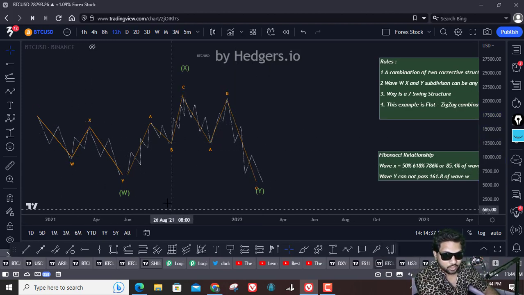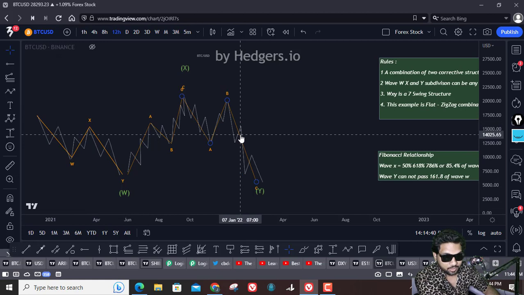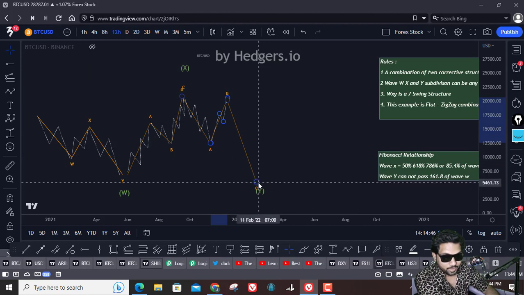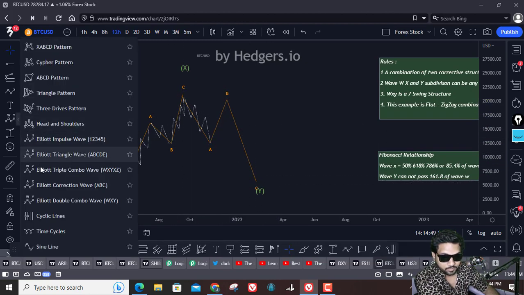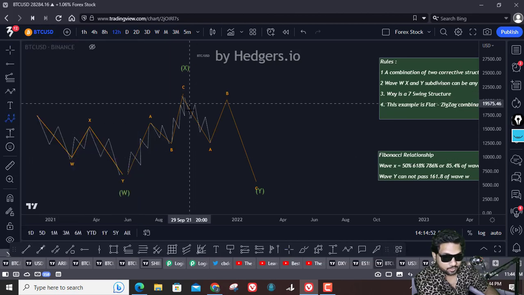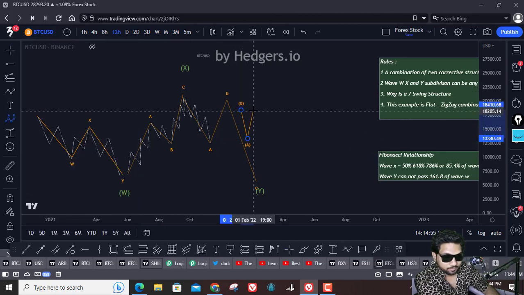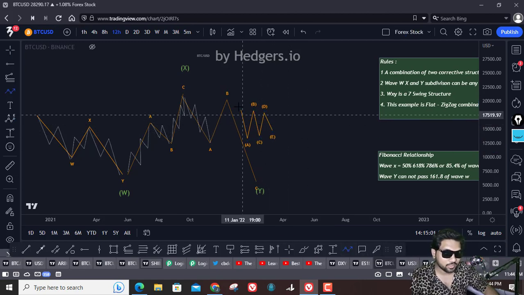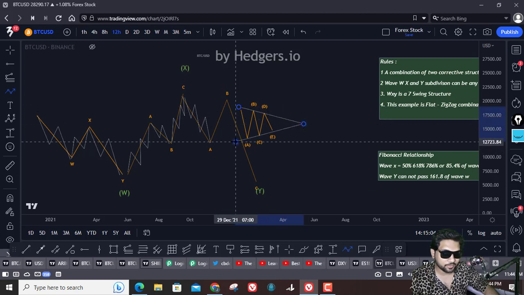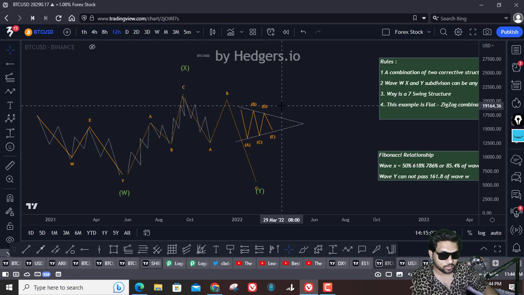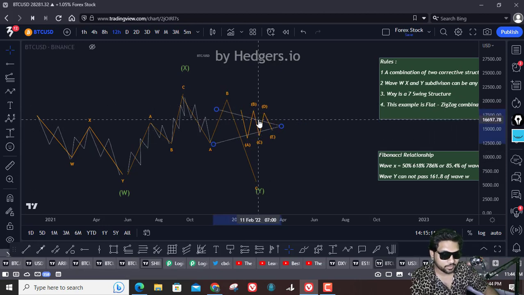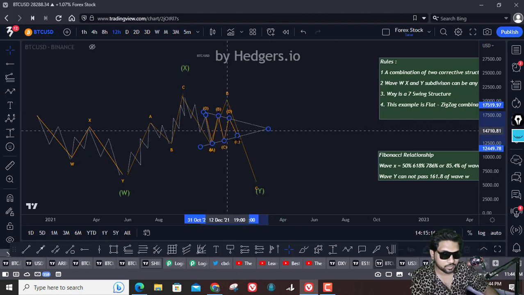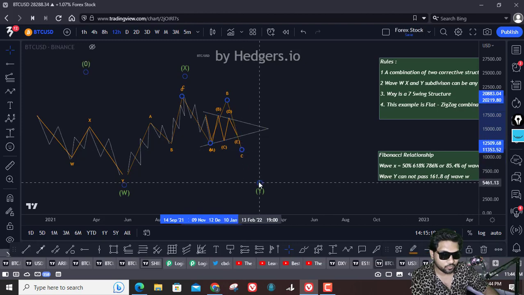like I taught you here, WXY. Similarly, we can see something like this in the wave Y. Triangle C, D, and E. That could be the triangle that you can see in the corrective move of the wave Y. You can see like this. That is also known as your wave Y.